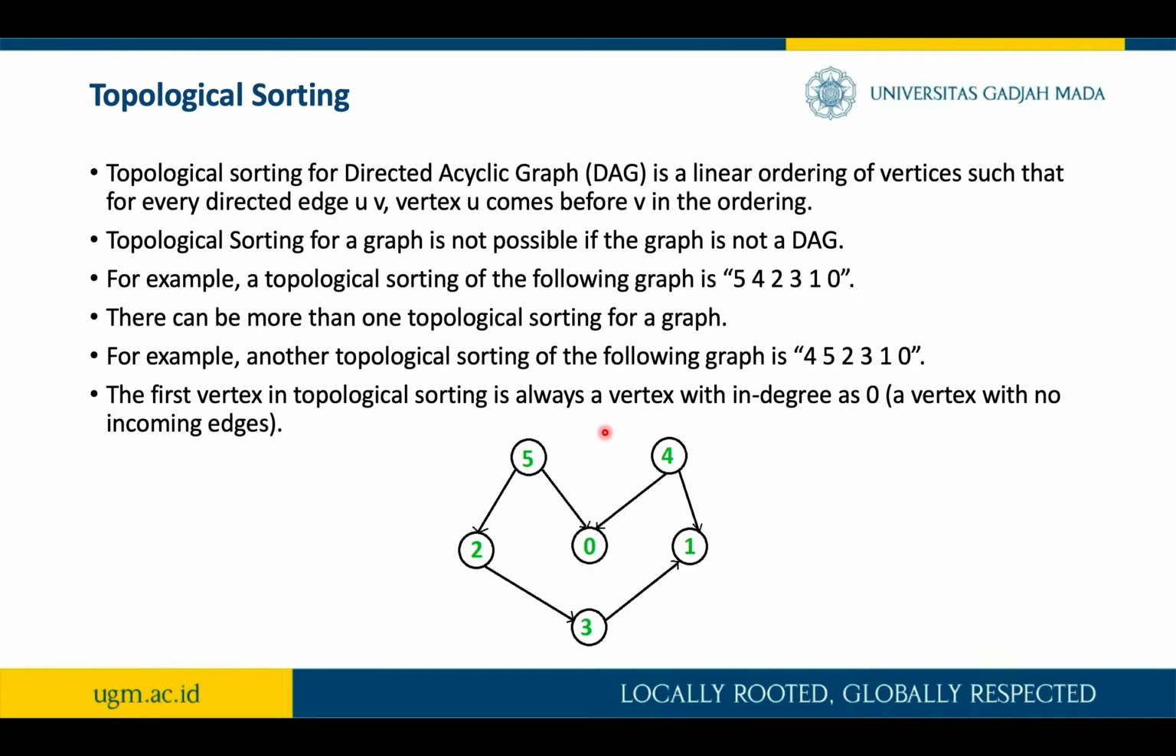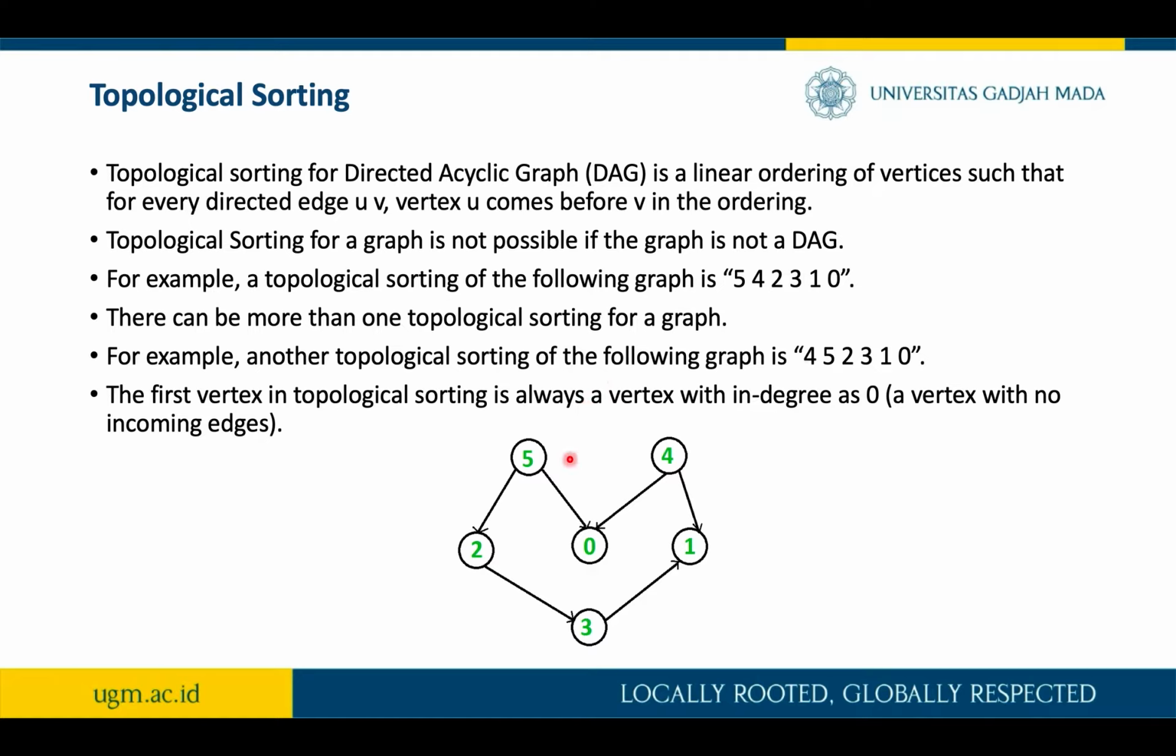Another one, topological sorting, actually related to the previous slide as well. Topological sorting for a DAG is a linear ordering of vertices such that for every directed edge UV, vertex U comes before V in the ordering. And it is not possible if the graph is not a DAG. So it must be a directed acyclic graph. If it has a cycle, then we cannot make a topological sorting.